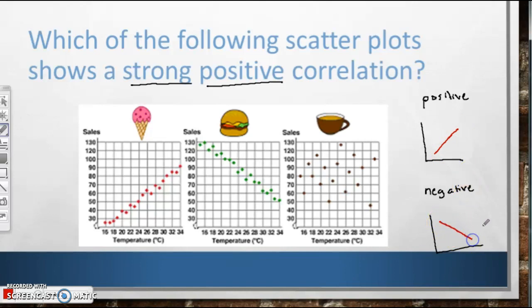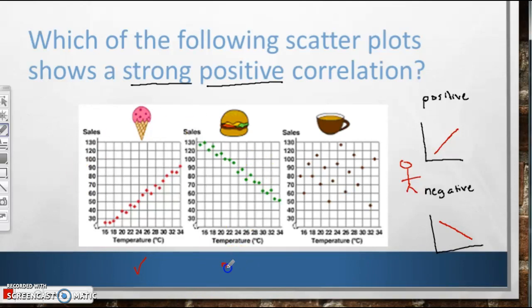Negative is more of a downhill situation, and I always picture myself standing over here on the left of the scatter plot, and that's how I can tell if it's uphill or downhill. If I'm sliding down on a sled, then it's negative because it's going down. If I have to climb the mountain, then it's uphill, and I'm going up, and it's positive. So the first thing we need to determine is which one of these shows a positive correlation. Probably going to be this one here with the ice cream sales.